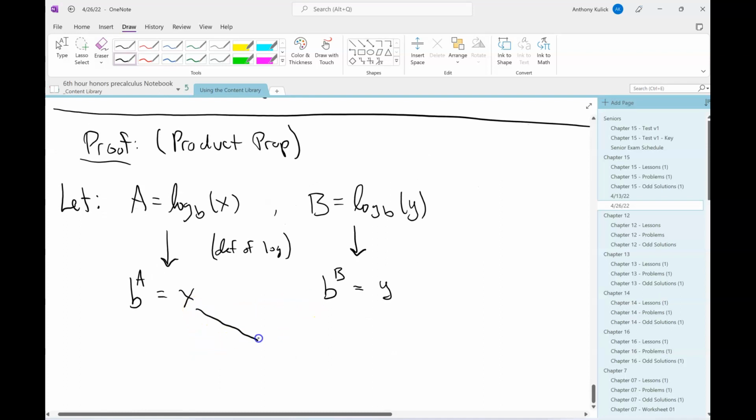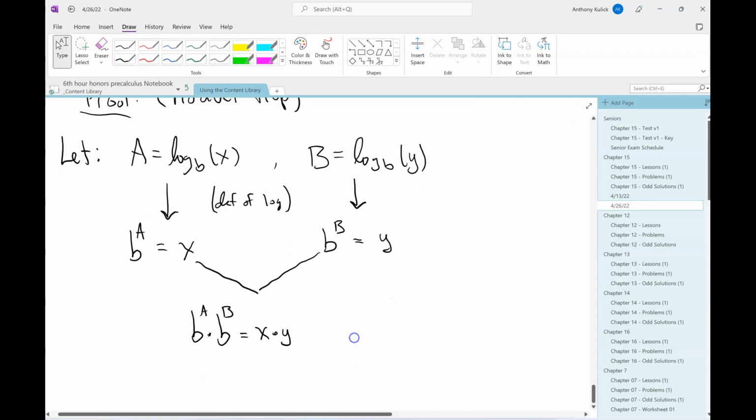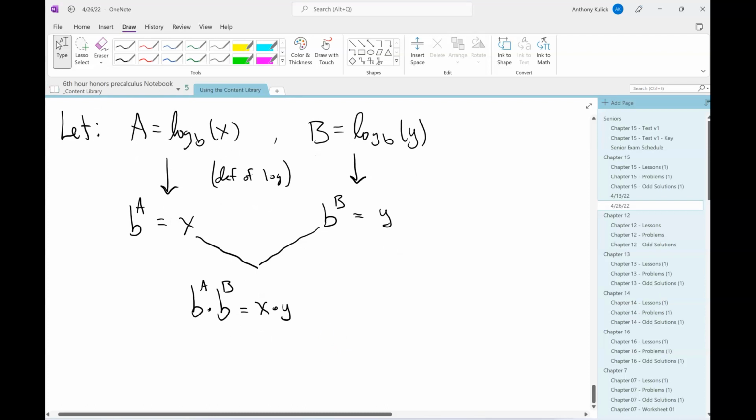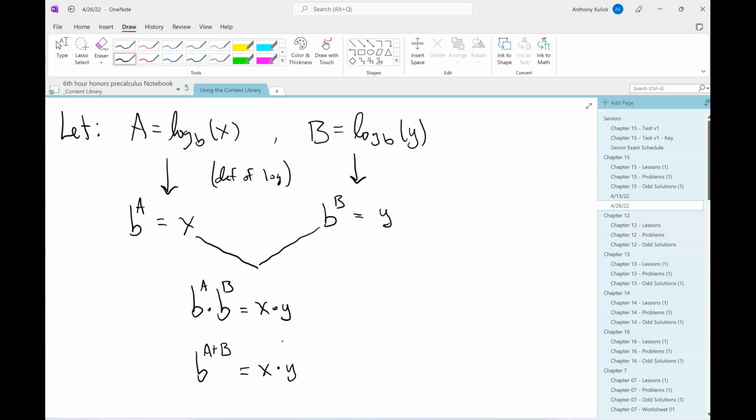I'm going to take these two equations and multiply them together. So I multiply the left-hand sides together and then multiply the right-hand sides together. I'll use my multiplication property for exponents. So b to the A times b to the B is equal to b to the A plus B, giving me now a single exponential equation. Everybody cool?